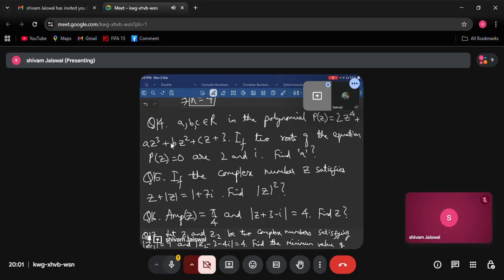Yes, Raktim, check your answer again. Okay, we can start. In the polynomial, if two roots of the equation are 2 and iota, we need to find out the value of a. So let us start, everyone.